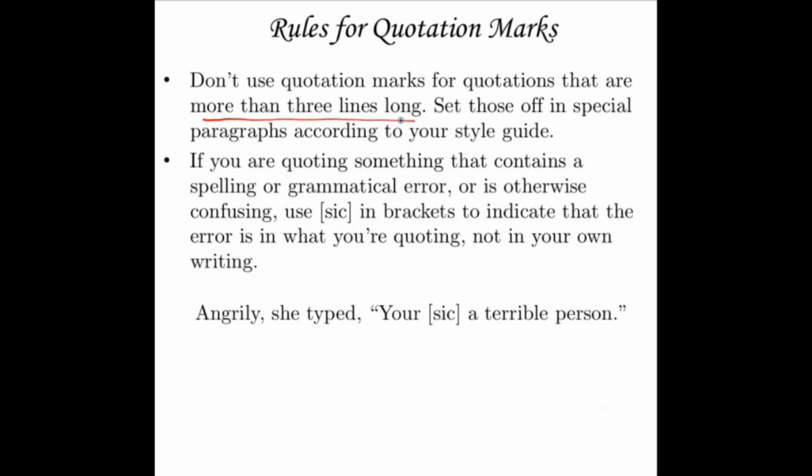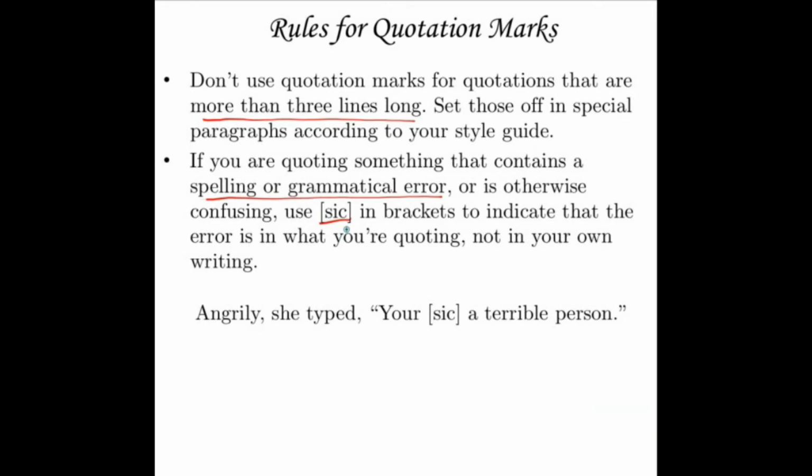If you are quoting something that contains a spelling or grammatical error or is otherwise confusing, use [sic] in brackets to indicate that the error is in what you're quoting, not in your own writing. Basically, don't correct other people's spelling and grammar if you're quoting them. If you're quoting them, you're saying, this is exactly how this person said it. Bad grammar and all. So you put that little sic, which is short for a Latin phrase meaning essentially, I found it this way, don't look at me, Jack.